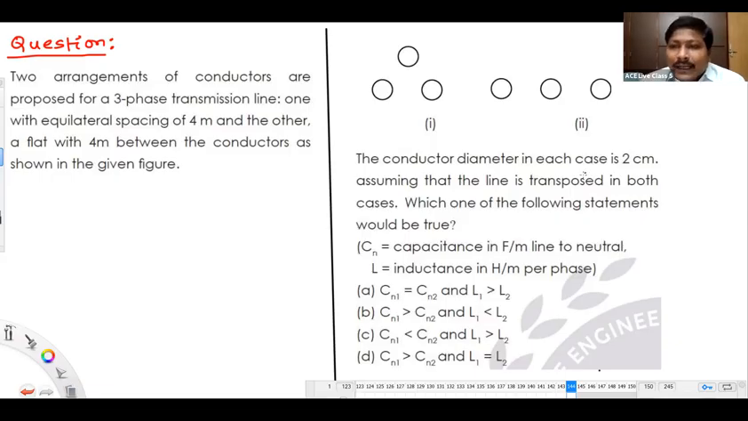Means the radius of the conductor in each case is 1 centimeter. Next, assuming that the line is transposed in both cases, that's well and good. Which one of the following statements would be true?